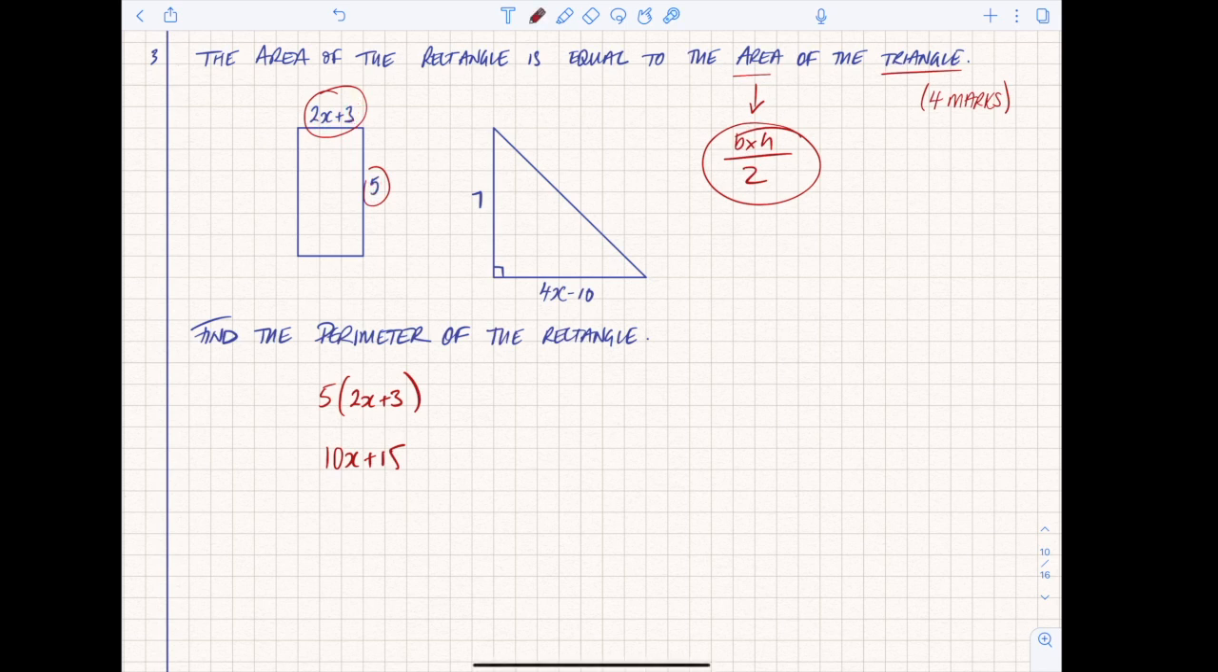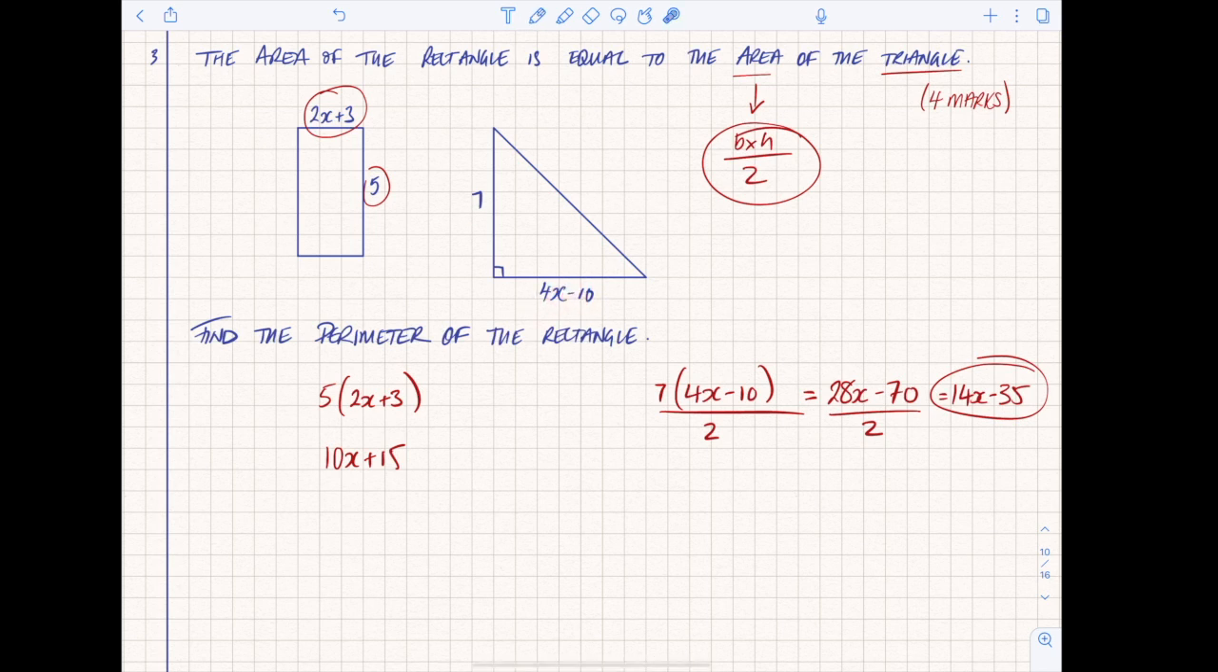Area of the triangle is base times height. So we're going to be doing effectively the same thing, but this time you're dividing by 2. So it's base times height divided by 2, which gives you 28x minus 70 divided by 2, which is 14x minus 35. So you could do that, or you could have halved this and then times it by that. It wouldn't matter which way around you do that. It will give you the same answer.